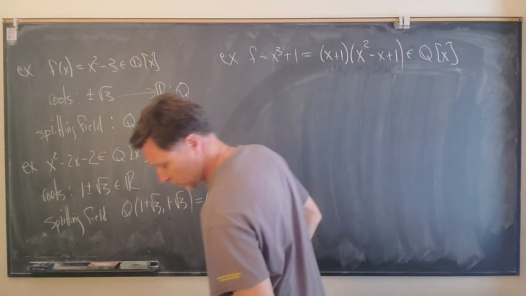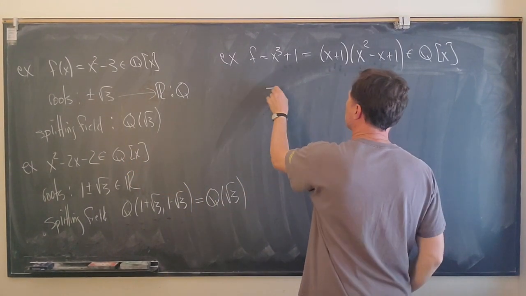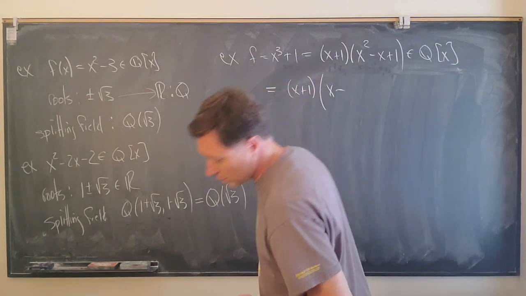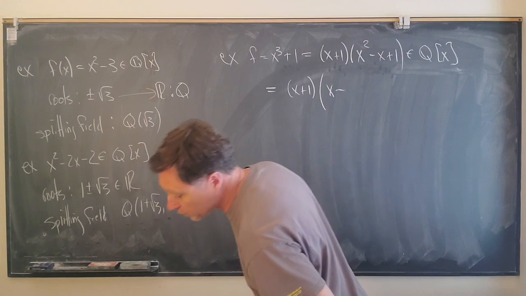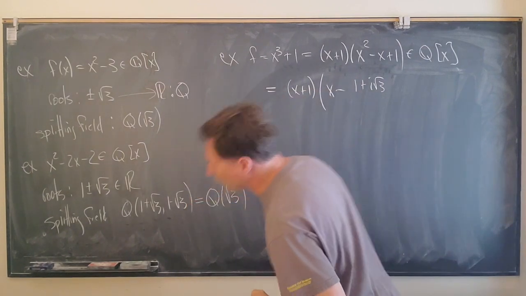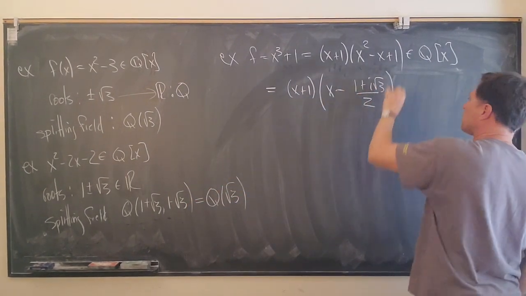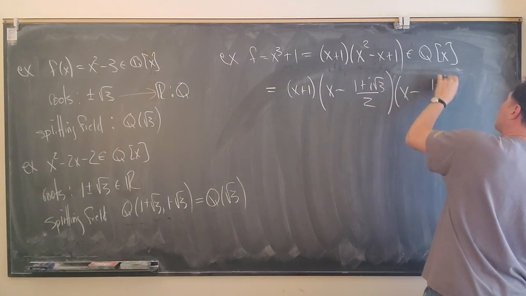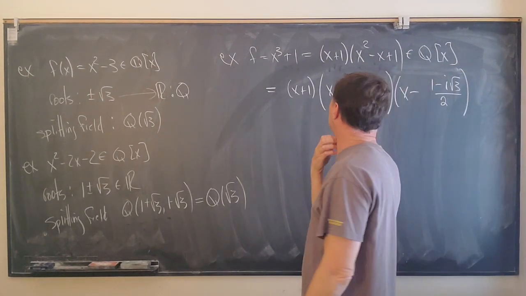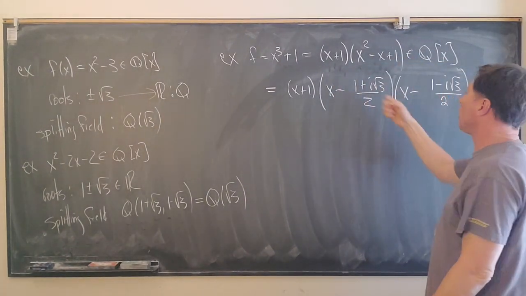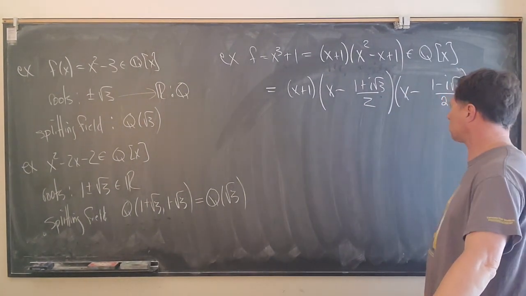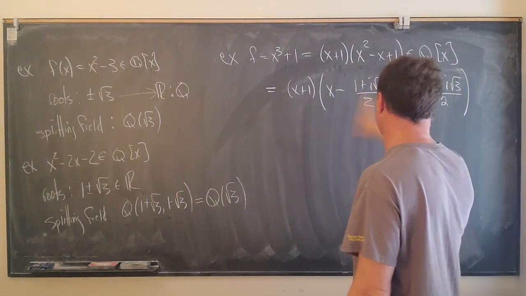In fact, let me factor this entirely. So this factors as x plus 1, and then x minus (1 plus i root 3) over 2, all over 2, yep, times x minus (1 minus i root 3) over 2. And so if you want a splitting field, we've got these complex numbers here. Adjoin these two right here. Of course, you don't need to divide by 2. You don't need to add the 1 either.